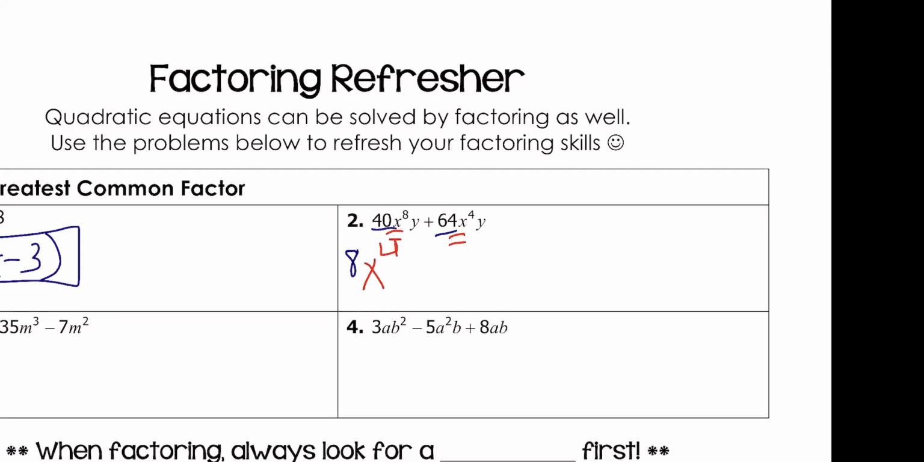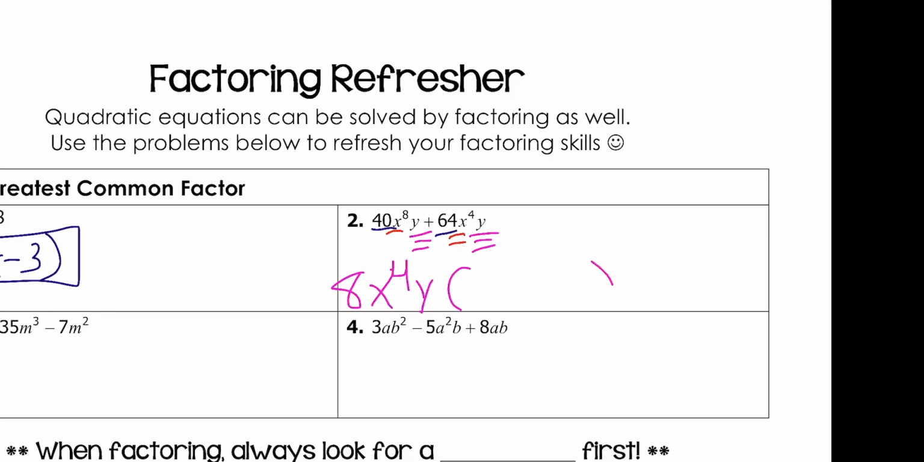And then we'll check our y's. Well, they both have 1 y, so I could pull out a y. So my GCF would be 8, or I'm just going to rewrite it because I got a little bit sloppy, but it was 8x to the 4th and a single y.